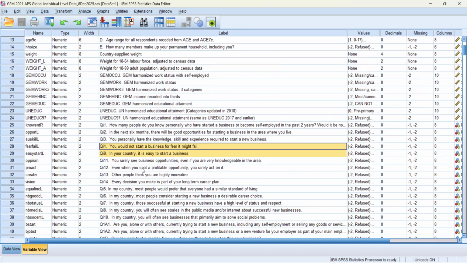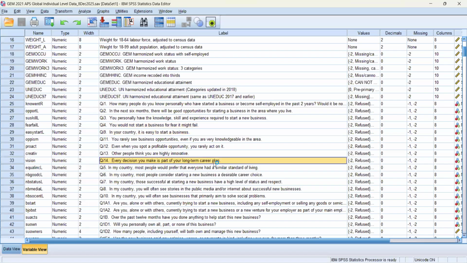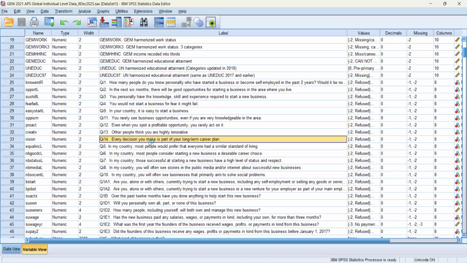Okay, so every decision you make is part of your long-term career plan. Because we are developing a concept, you can observe the process, and maybe at the end you can go and download the data and get a concept from it. So you can see this question. Every decision you make is part of your long-term plan.